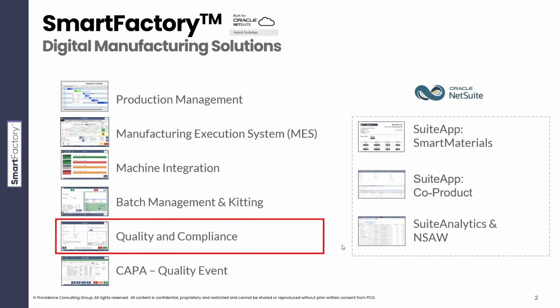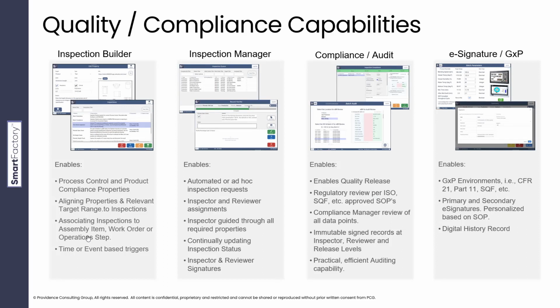Today we're going to look at the configuration for the quality and compliance apps, which are designed to be agnostic and support any number of ERP platforms. We will review how the inspection builder allows you to create properties for a variety of inspections, combine them into the appropriate inspections where those properties are needed, and deploy the inspection manager to designate how those inspections should be triggered.